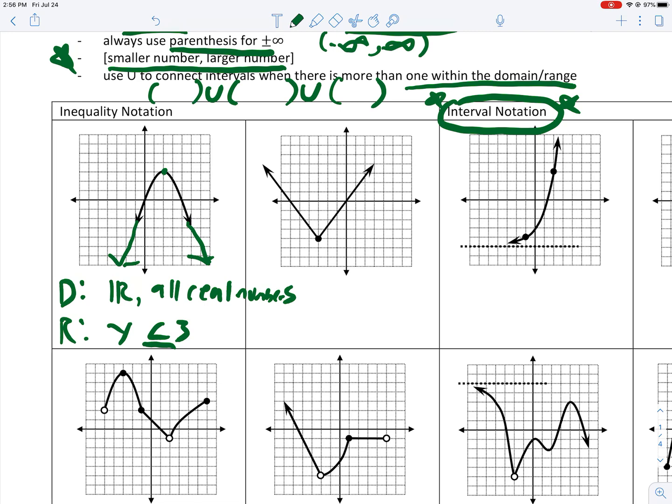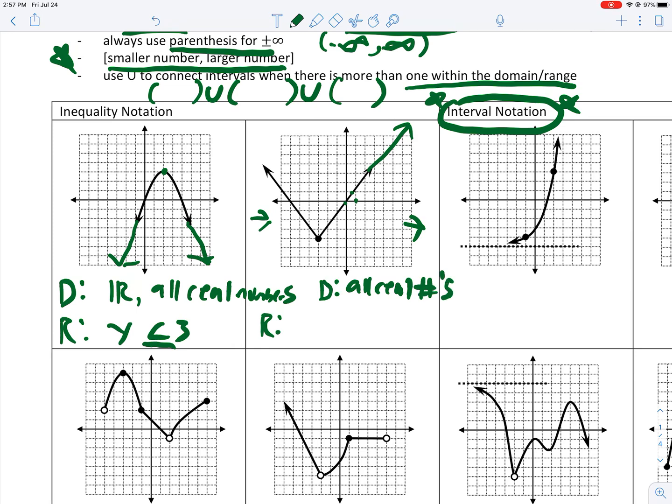Okay, next one. Same idea, we're going to do domain, we're going to do range. So again, if you look left to right, every single time you call any x number, let's say 0, there's a point on the graph. Say 1, there's a point on the graph. Let's say 10 out here, there would eventually be a point because it keeps going. So your domain is all real numbers.